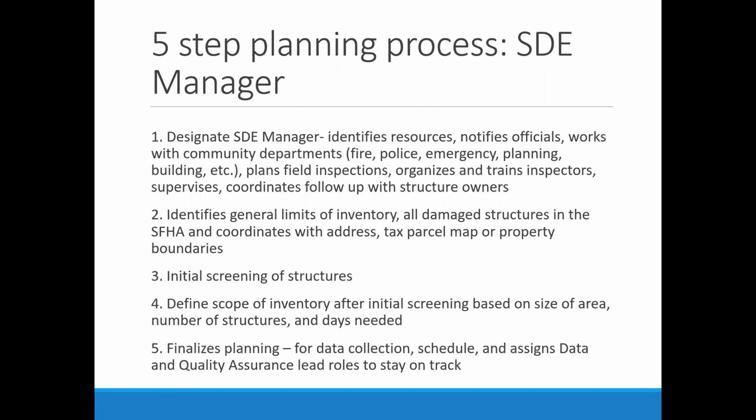So after a disaster, you're identifying your limits, where all you're going to have to go and do the assessments. Again, that's where a map like the tornado path might come in handy. You want to have all of these addresses, the tax parcel map or property boundaries. Again, your initial screening, so doing your windshield inspection. And then that's when you would really understand what the scope of your inventory is.